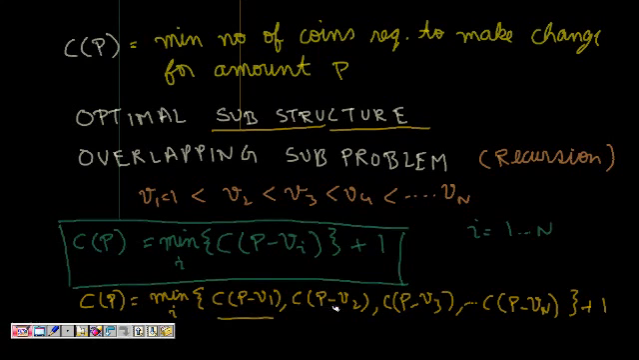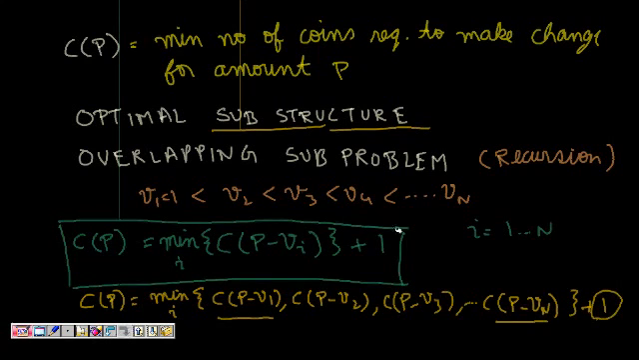C of P minus v2 means this is the minimum number of coins required when the amount is P minus v2, and similarly for all. So now I say that I can use any of v1, v2, v3 till vn, and I subtract that amount, and the optimal solution will be the minimum among all the other optimal solutions for the subproblems, and then because I am adding one more coin here, I add 1.